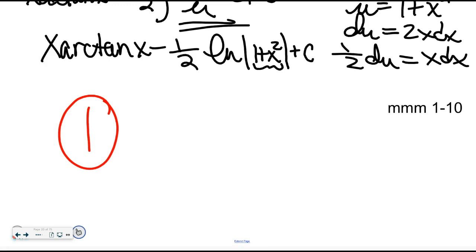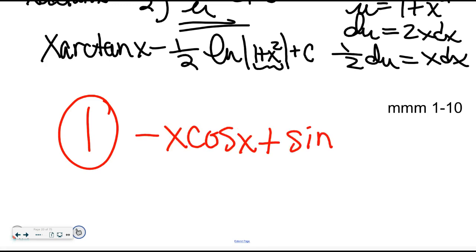All right, so number 1, negative x cosine x plus sine x plus c. Do you guys agree with those two? Yep. All right. I'm going to stop the video there. If you didn't get that, though, raise your hand, and I will fix your by parts.